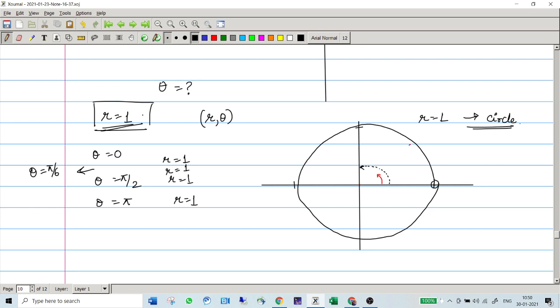Or if r equal to a had been given, what would have been your answer then? There will again be a circle of radius a units, because no matter whatever theta you take, you'll travel a units from the origin. Right now it is 1, but if it had been a, then a would have been your radius. Right? Is it clear? So that's how you plot a graph for an equation given in terms of polar coordinates, right?